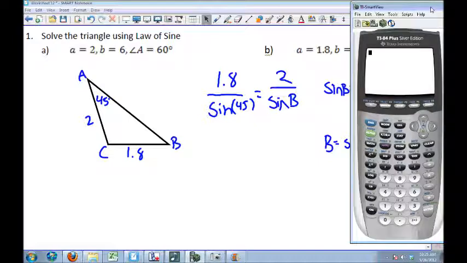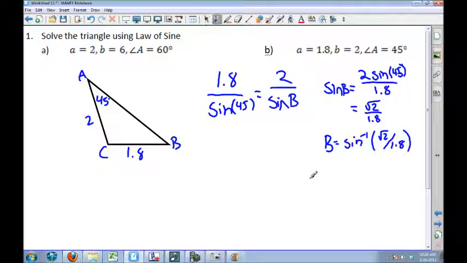Before I do that, I'm going to check something. In this problem, I'm dealing in degrees, so I'm going to go to my mode and make sure that I am in degree mode. Enter. That way I get my answer back in degrees. So I'm going to type in sine inverse of the square root of 2 divided by 1.8, and that's 51.78 degrees. So I'm going to write that in for B. It is 51.78 degrees.